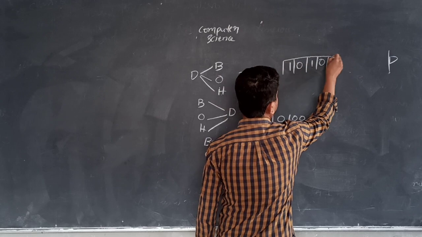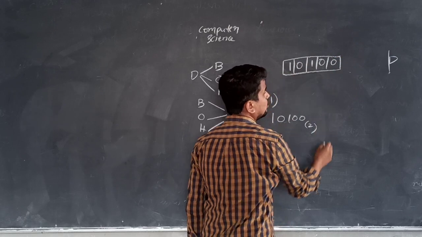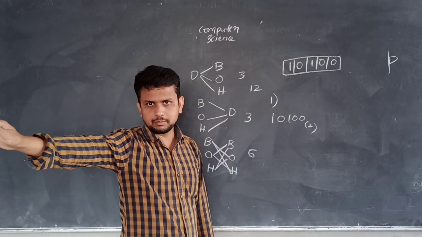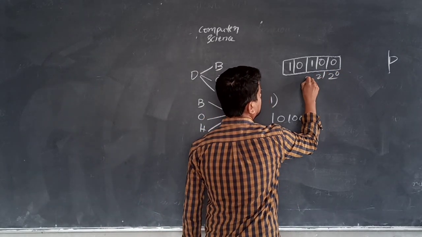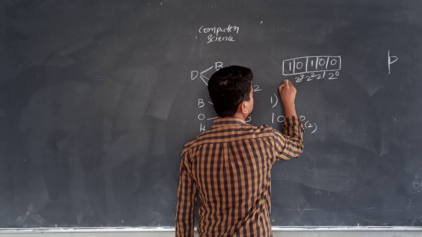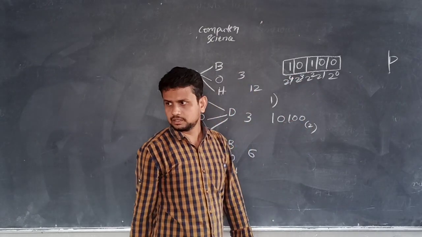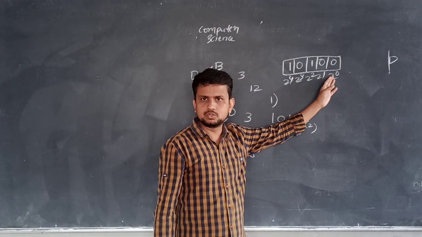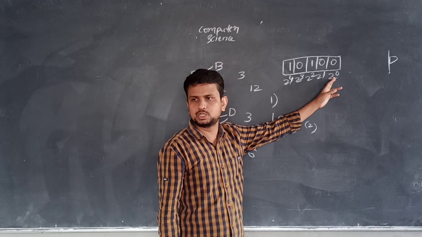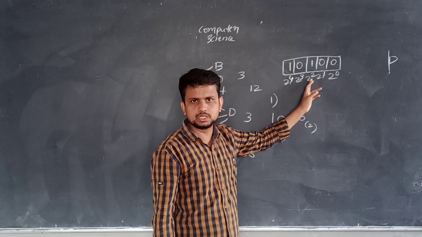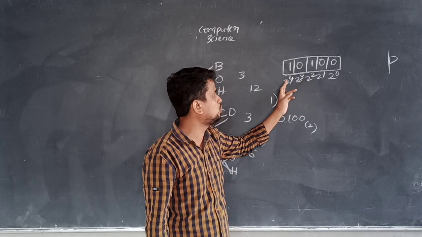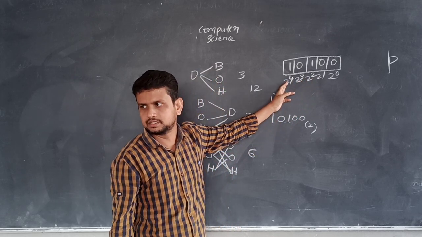11010. Okay now, I am taking here 2 power 0, 2 power 1, 2 square, 2 cubed, 2 power 4. So here, 2 power 0 is what? 2 power 0 is a positional weight. 2 power 1 is a positional weight. 2 square is a positional weight. 2 cube is a positional weight. 2 power 4 is a positional weight.